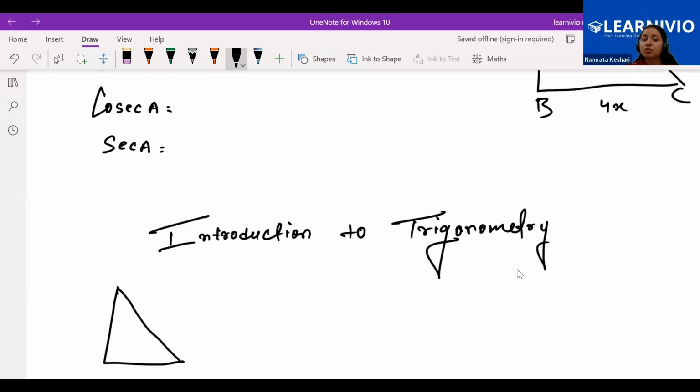So, do you know Pythagoras theorem? Yes, ma'am. Okay, so we know that if we are having right angle triangle, then any time we can use freely Pythagoras theorem that says that AC square is equals to AB square plus BC square, or that says that hypotenuse square is equals to perpendicular square plus base square.